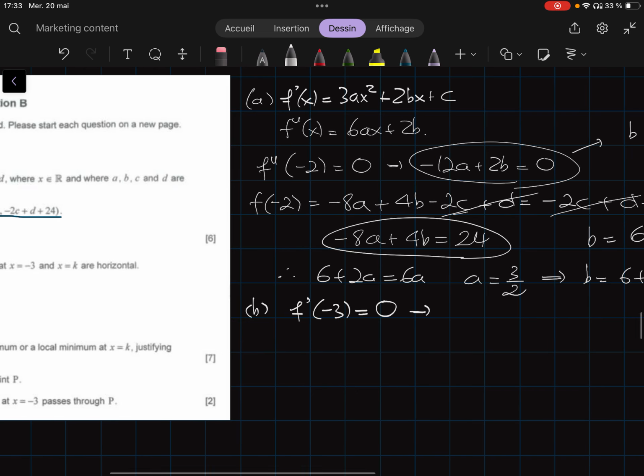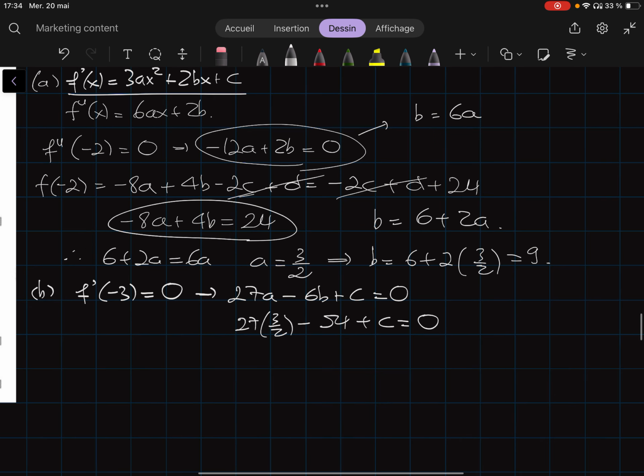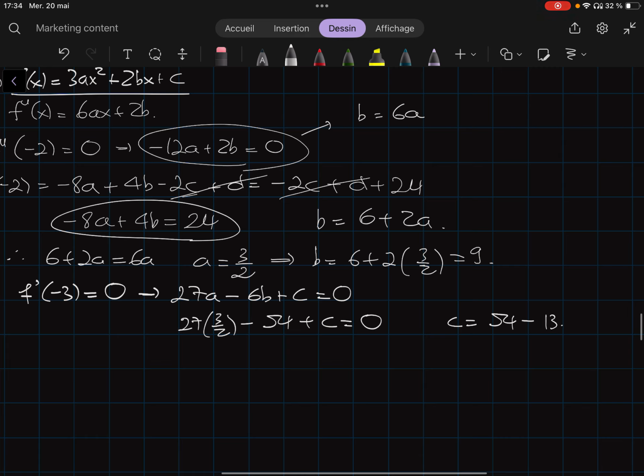So, plug it back into our first derivative. This has to be true. A is 3 by 2. B is 9. So therefore C is going to be 13 and a half.